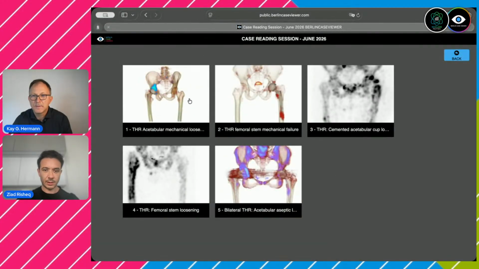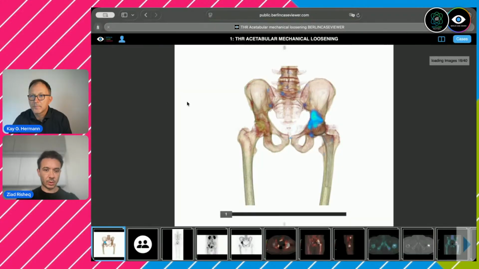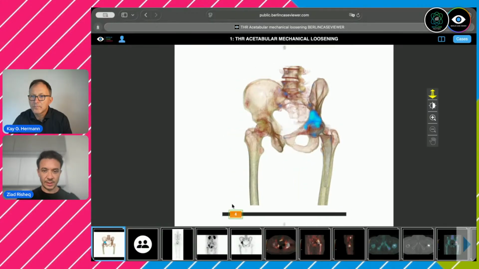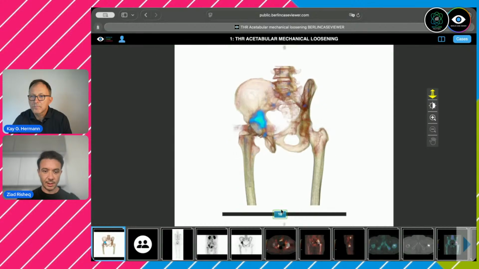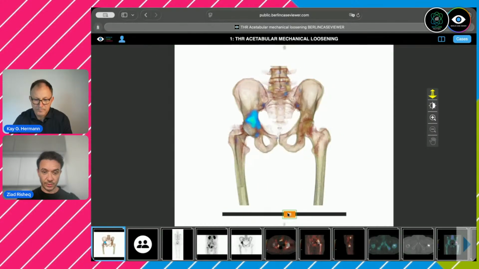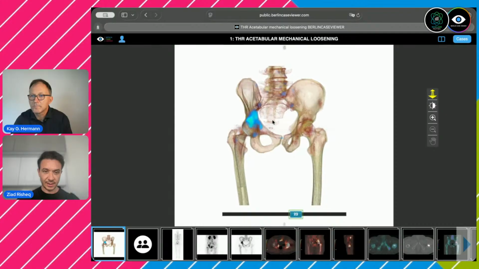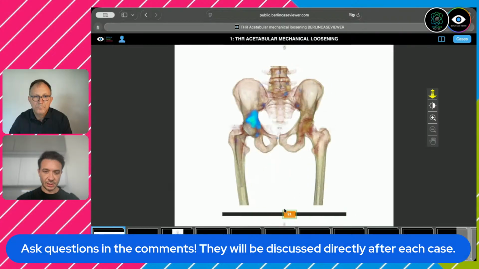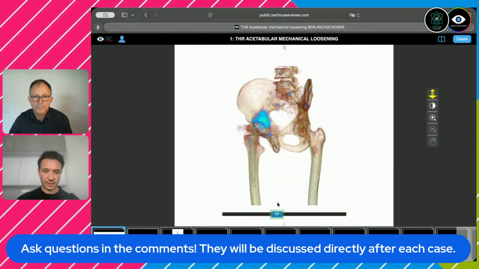Yeah, so you can see my screen, right? We have 5 cases, and we're going to start with the first one. This is a VRT MIP, a fused image. I did this with Osiris, so you can do this with Osiris if you're using it. As you can see, the prosthesis is over here, and you can see the abnormal uptake. We'll get into that in a different session, or we're going to do a video on how to do these images.